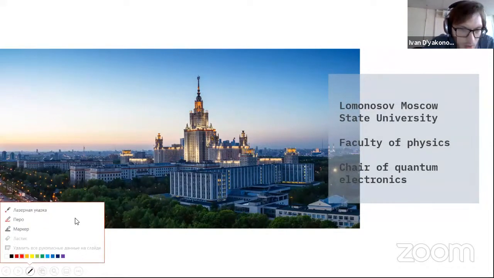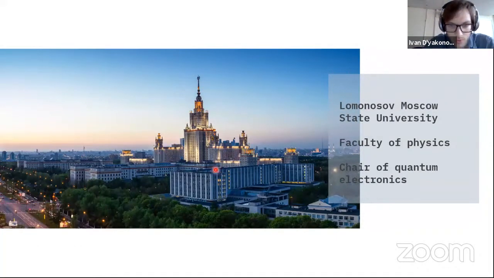Where is the pointer? So this is the mathematics faculty, and this is the physics faculty. And our lab sits somewhere over here in the corner of the screen.